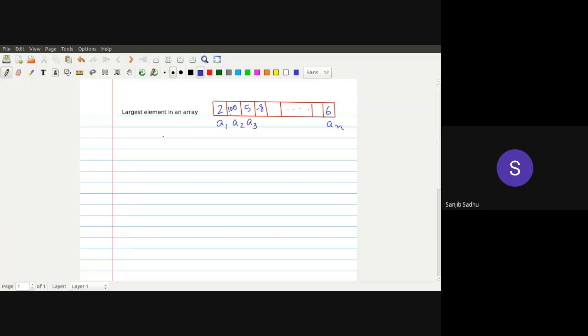Now am I sure? All of you know how to find out the largest element. Yes, sir. Okay, so this is very easy.